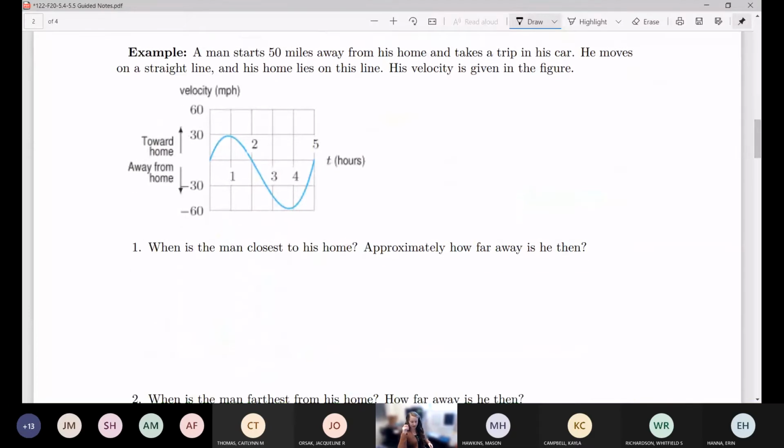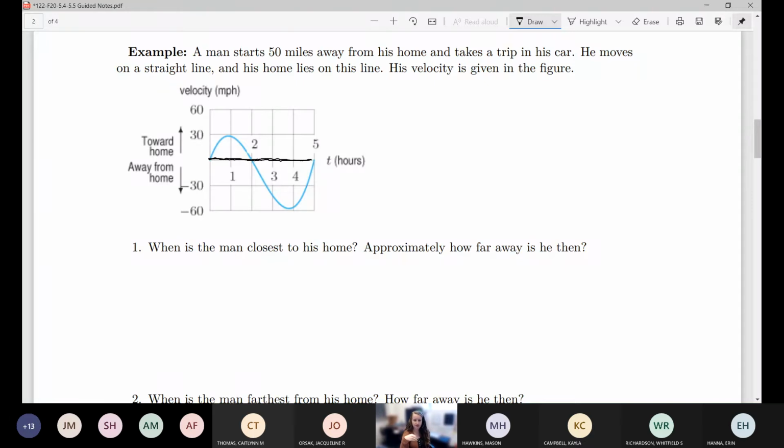So here we have that a man starts 50 miles away from his house and takes a trip in his car. He moves on a straight line and his house is somewhere on that straight line. His velocity is given in the figure. Now I'm going to draw this because I don't think that t-axis stands out very well. So that's our t-axis. Anywhere that the velocity is positive, so essentially between t equals 0 and t equals 2, he's going to be traveling towards home. And then whenever the velocity is negative, it's going to represent him traveling away from home.